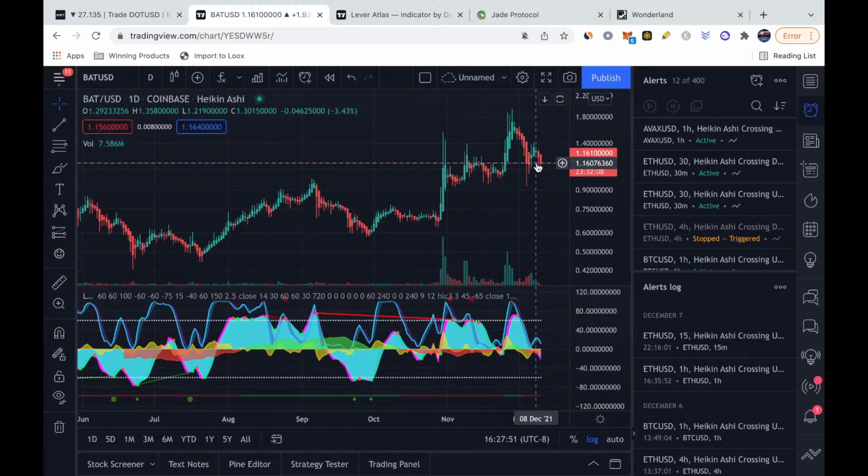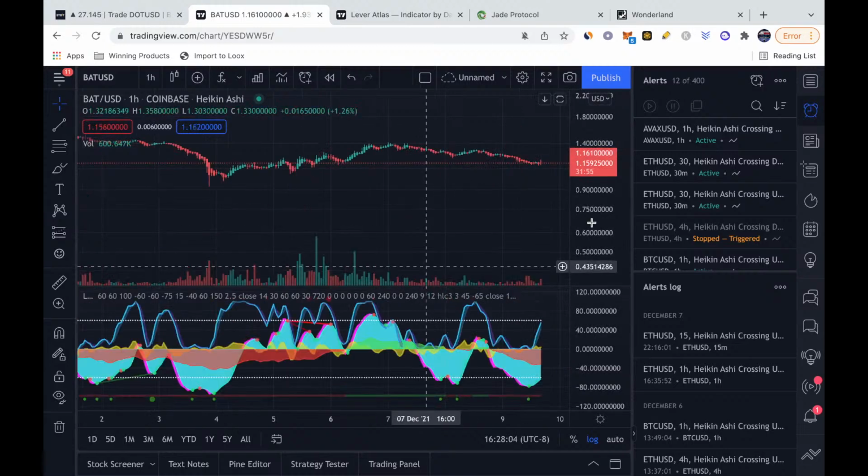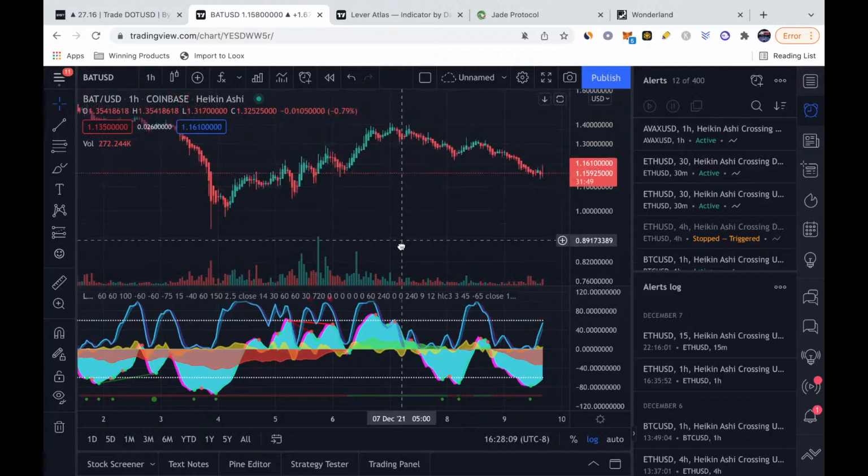Maybe not. It would have been better to get it under $1. I don't love the price of this if I were to buy it. But from a trading perspective, let's go down to the hourly and see if we see any divergences on more local time frames. Pulling it down.